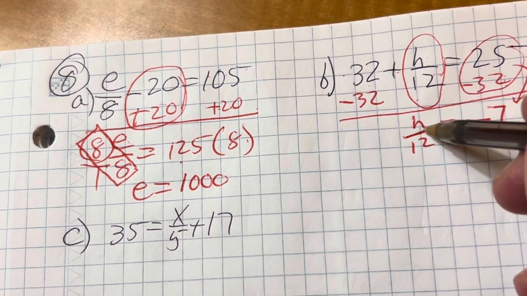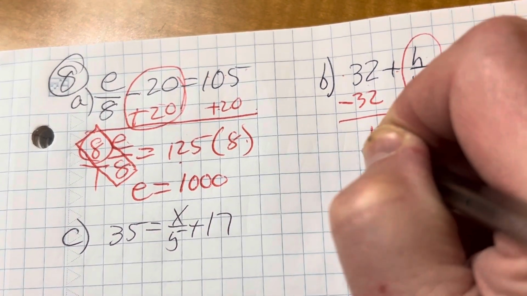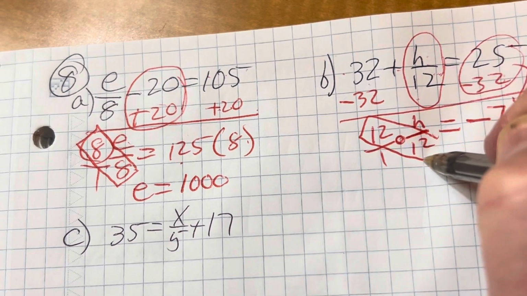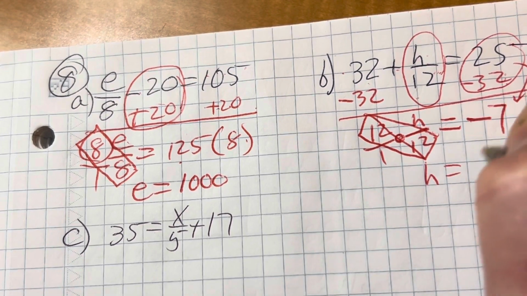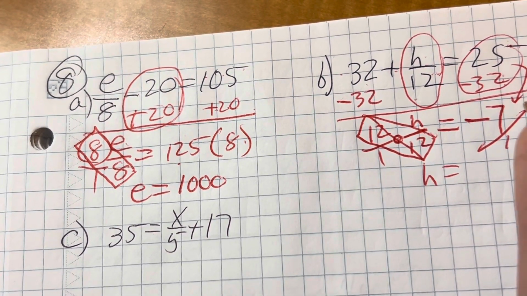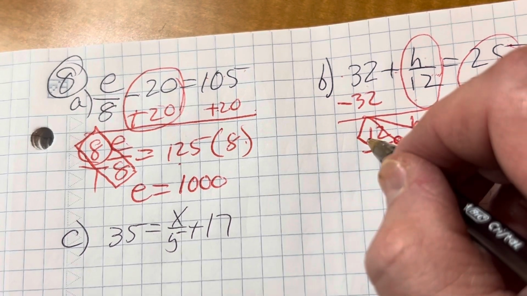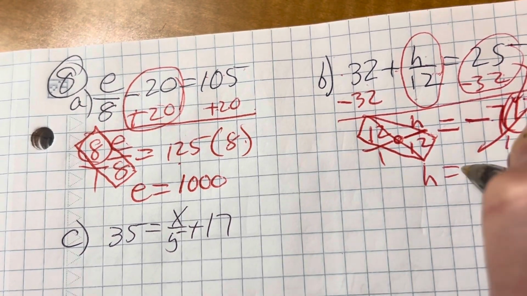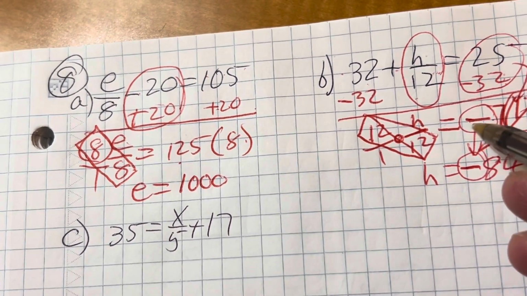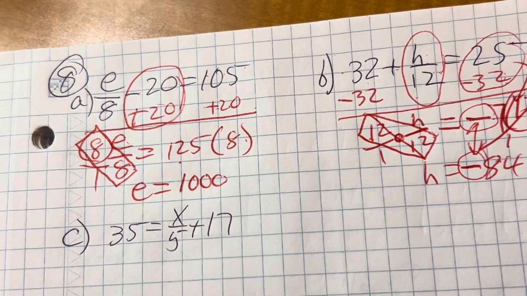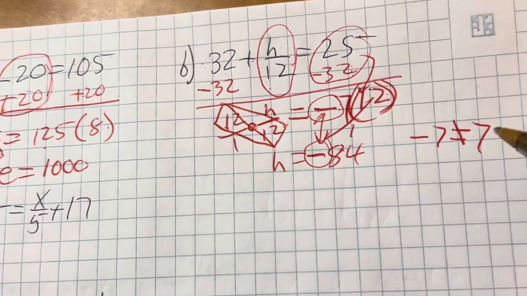Now, I'm dividing by 12. How do I undo my division? I multiply by something. And what do I multiply by? That same number that's in the denominator. That way, this becomes my giant 1. And those cancel out. H equals negative 7. I also have to multiply this side by 12. When I multiply by 12, because I multiplied by 12 over here, negative 7 times 12 is negative 84. Please, please, please be cognizant that you need to have your negative signs. Okay, that's a big issue because negative 7 does not equal 7. It's really, really important that we remember that. Okay, that's a lot of writing over there.